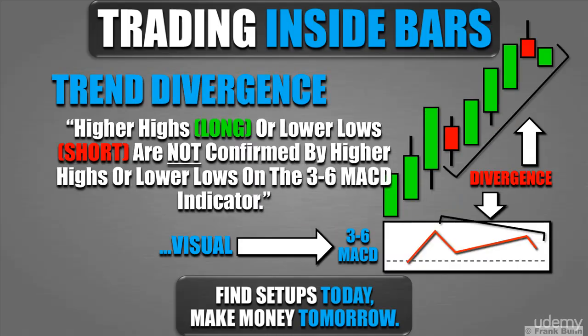Trend divergence is visual using the 3/6 MACD indicator. Trend is considered to be diverged when higher highs on a long trade or lower lows on a short trade are not confirmed by higher highs or lower lows on the 3/6 MACD indicator. In the chart graphic on the right, we see an example of this. Notice how the higher highs in price are not confirmed by the indicator. This is how you can tell immediately if your trade breakout is behaving properly.